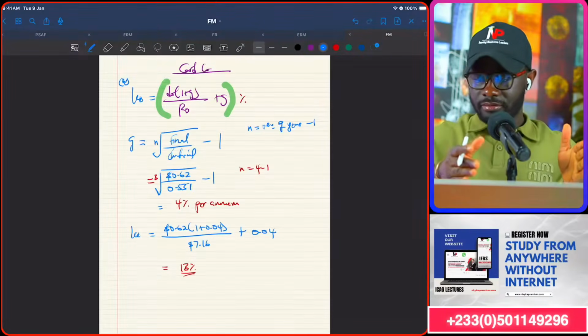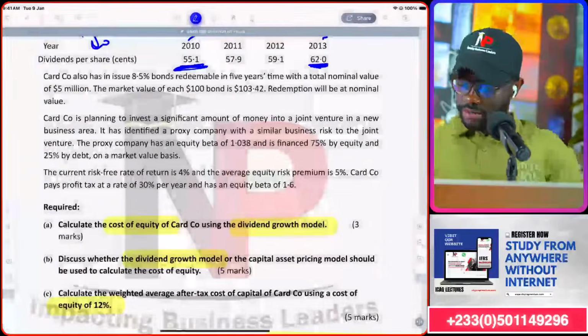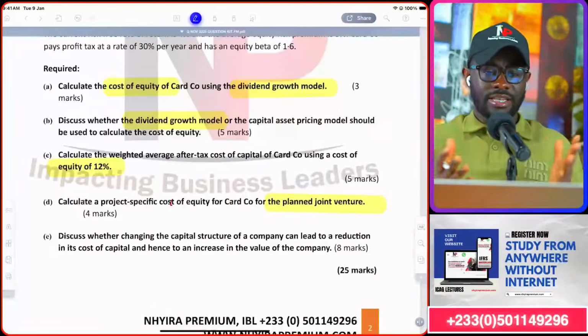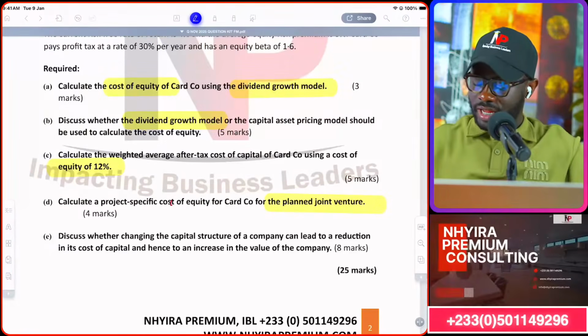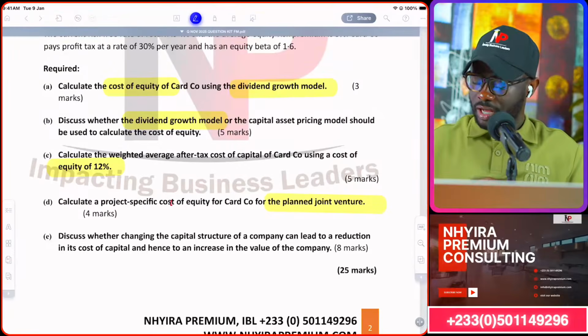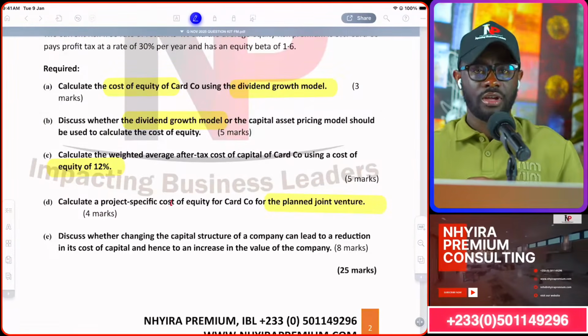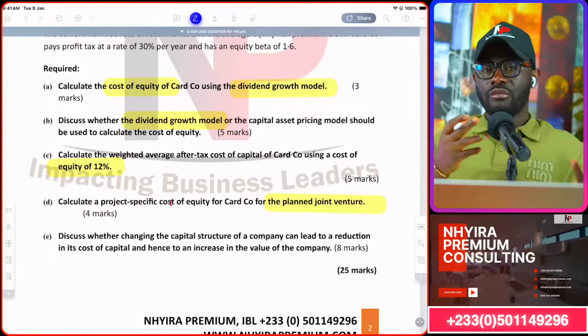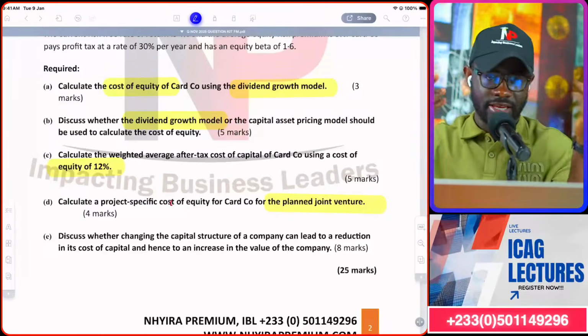So that's our first part. Then we come to the second part of the discussion in respect of that. And this is a discussion area. So what does it say? It says, discuss whether the dividend growth model or the capital asset pricing model should be used to calculate the cost of equity. Now, each of these models have their advantages and disadvantages technically.